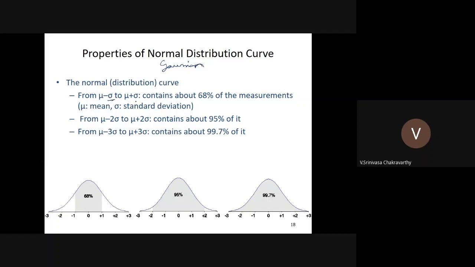If you look at the area under the curve between the mean and one standard deviation, that is 68%. So this is 1 sigma. And if you go to 2 sigma, that gives you 95% of the area.